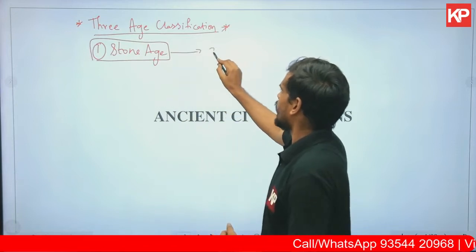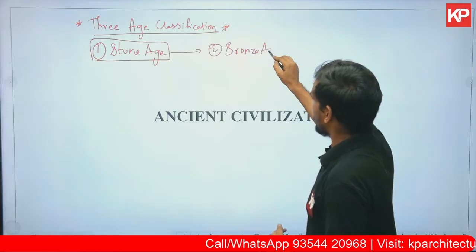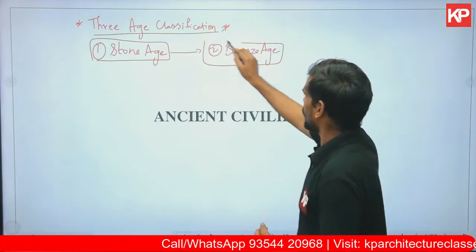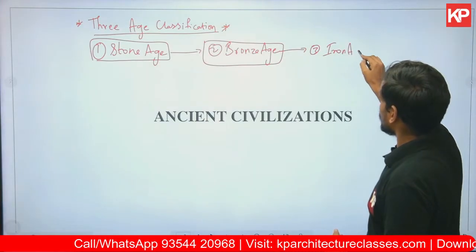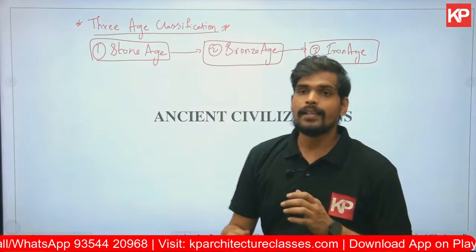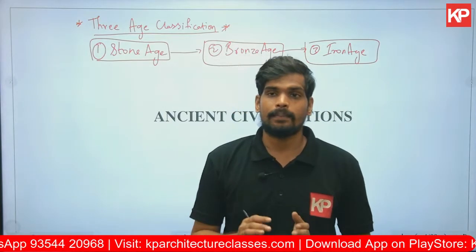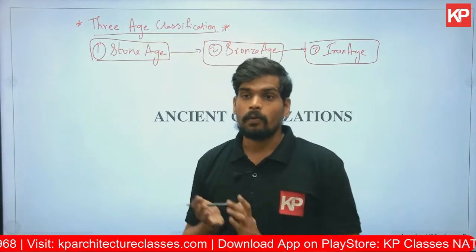After Stone Age you have Bronze Age, and the third phase is Iron Age. Civilizations in human history pass through these 3 phases. They start typically as a Stone Age, then they evolve into Bronze Age, and then finally evolve into Iron Age.